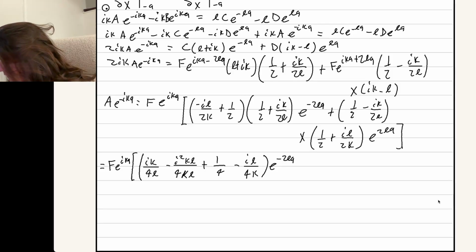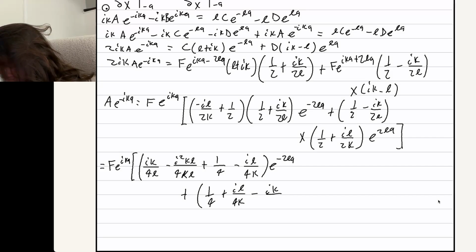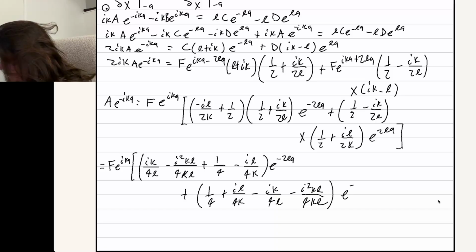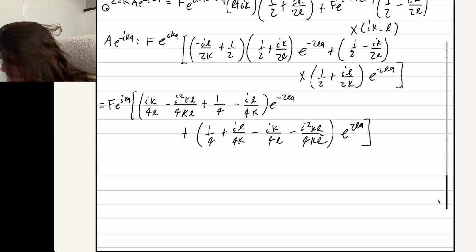Yay, e to the 2LA. And then there's also a plus all the other stuff. So this term times this term makes a fourth. This term times this term makes plus iL over 4k. This term times this term makes minus ik over 4L. And then this term times this term makes minus i squared kl over 4kl. All times e to 2LA. And so i squared is obviously minus 1.